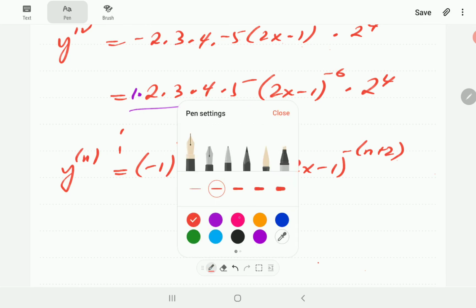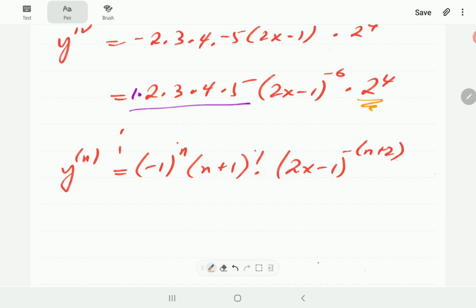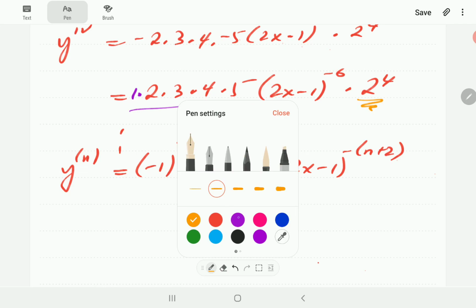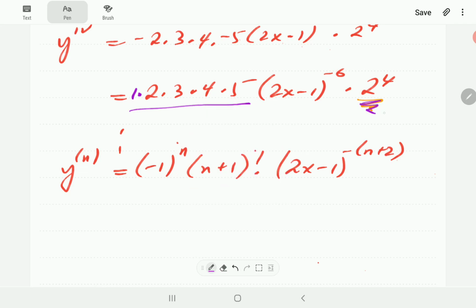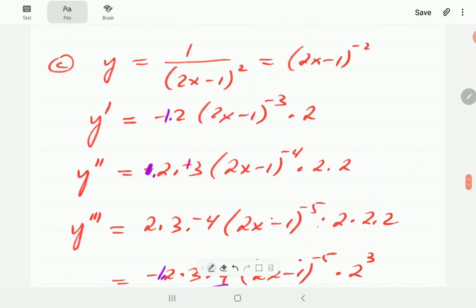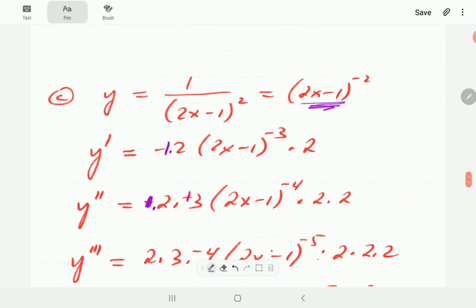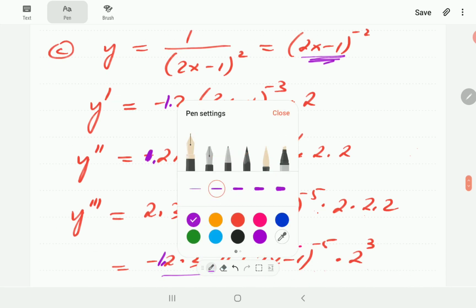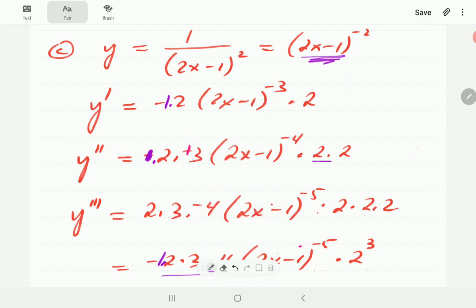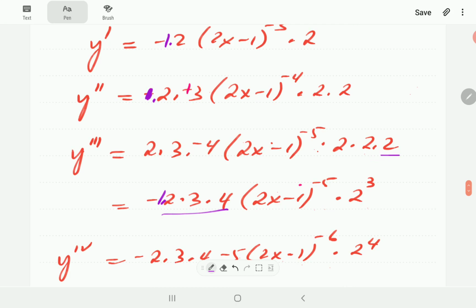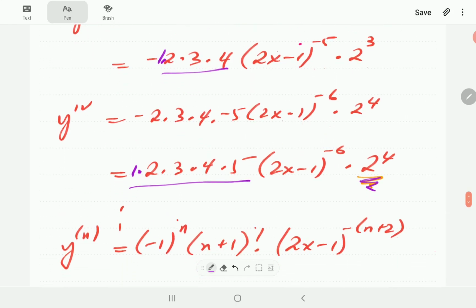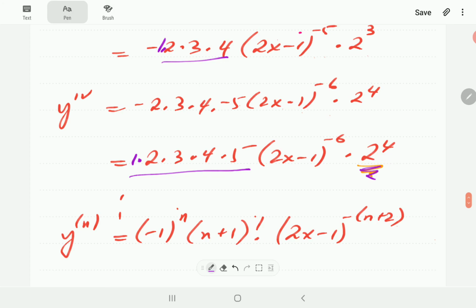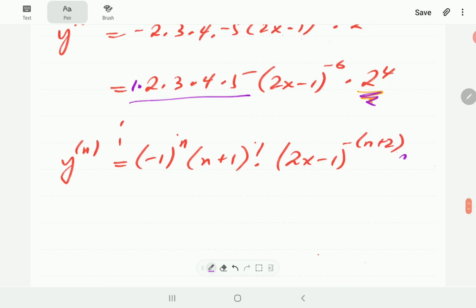And then lastly, the numbers on the right hand side. It appears that they're always powers of 2, because they're coming from the derivative of this, which is always 2. For the first order derivative, it's 2 to the power 1. Second order derivative, it's 2 squared. For the third order derivative, it's 2 cubed. For the fourth order derivative, it's 2 to the power 4. So for the nth order derivative, it must be 2 to the power n.